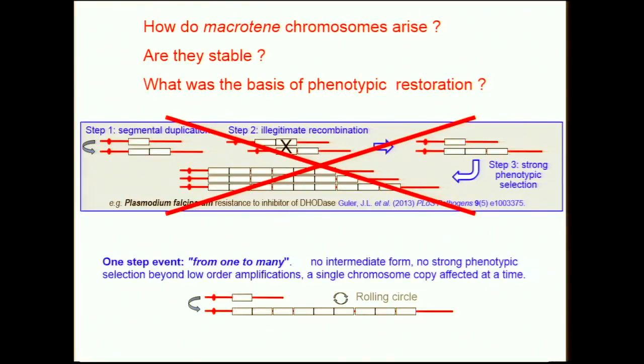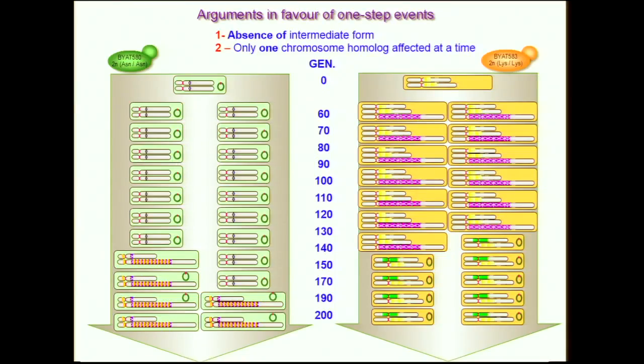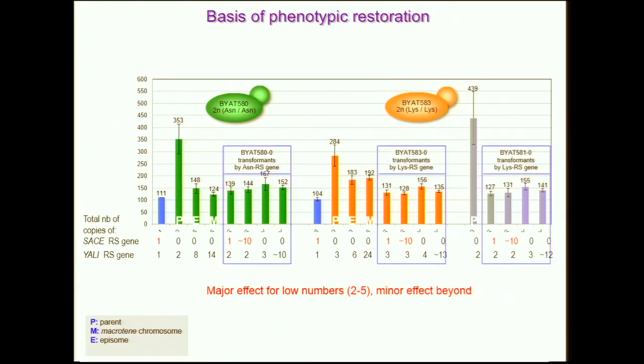So we suspect that it goes in one step from 1 copy to many copies by a sort of rolling circle type of mechanism. Because the referee did not agree with our interpretation, we analyzed and sequenced 20 or so isolates from the first evolution experiment, and the same for the second evolution experiment. We find either circle or macrotein for this one. We find either macrotein or circle for this one, but we could not find any intermediate among about 20 isolates. So therefore, we had to conclude that.